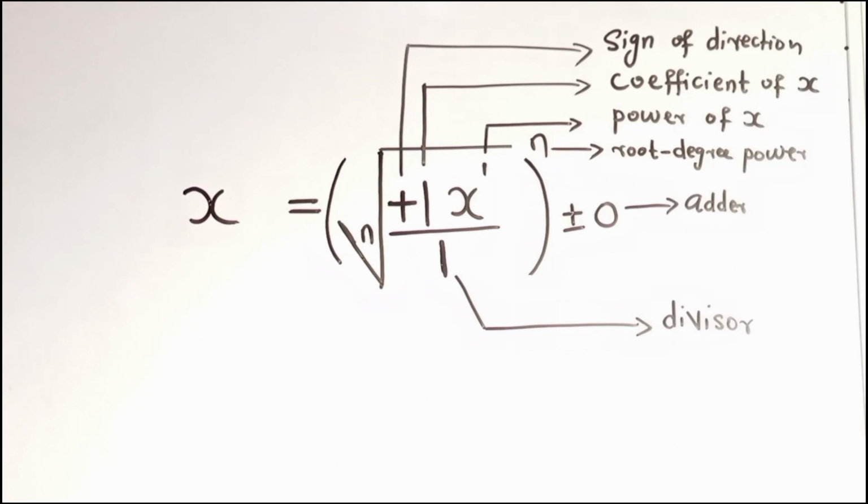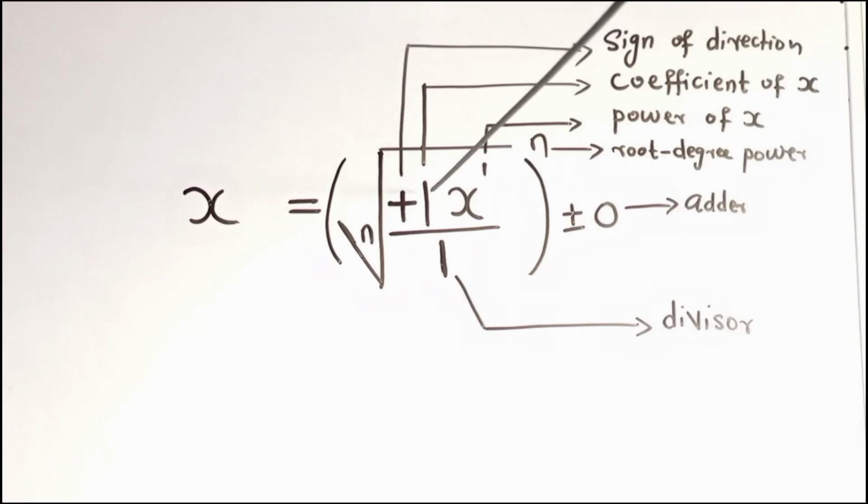Right, the first one is sign of direction. This plus here is the sign of direction, showing that it is either having or owing. So the plus here means that it is having. If it is minus, it means that minus has to appear here. But because nothing is here, it means that what is here is plus. So that is called sign of direction.